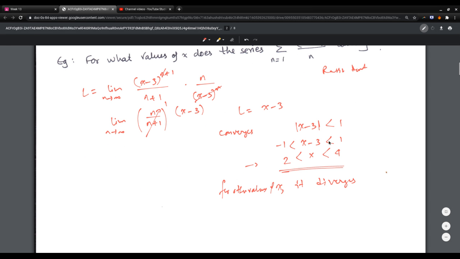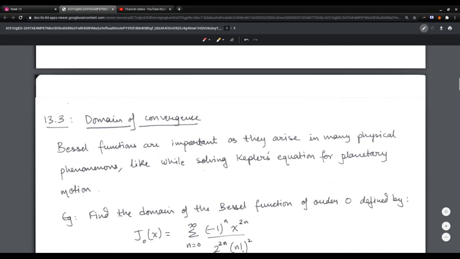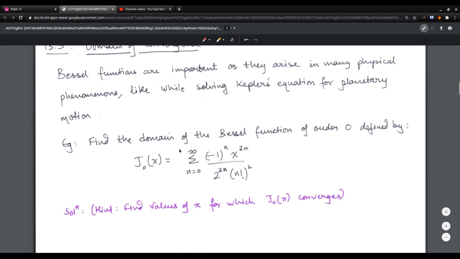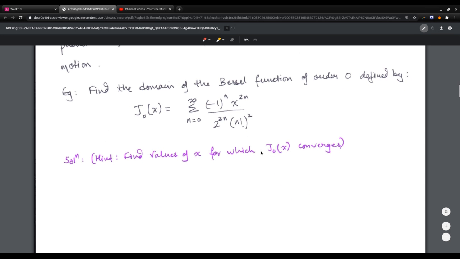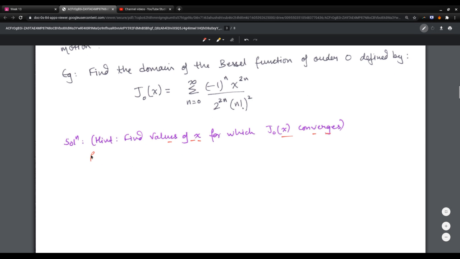So our knowledge of series can be used for finding when certain power series converge and when they do not. This leads us to a definition for the domain of convergence. That's basically all the values of x for which it converges. Bessel functions are important. They arise in many physical phenomena like solving Kepler's equation for planetary motion. And we'll do an example where we find the domain of the Bessel function of order 0, which is defined by this particular formula. So finding the domain of this function means finding the values of x for which it converges. And again, I'm going to resort to the ratio test.